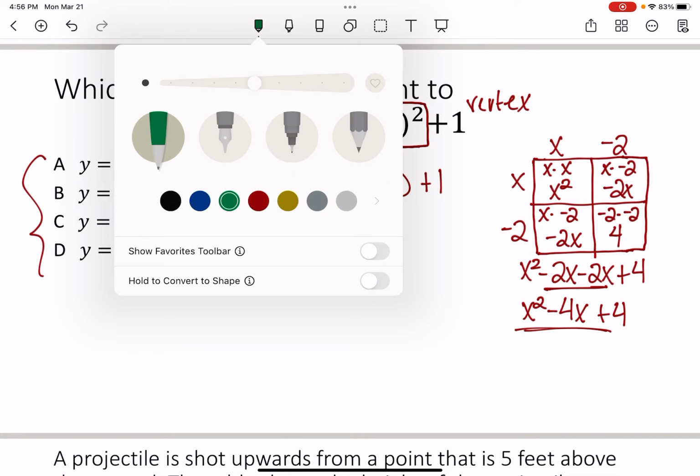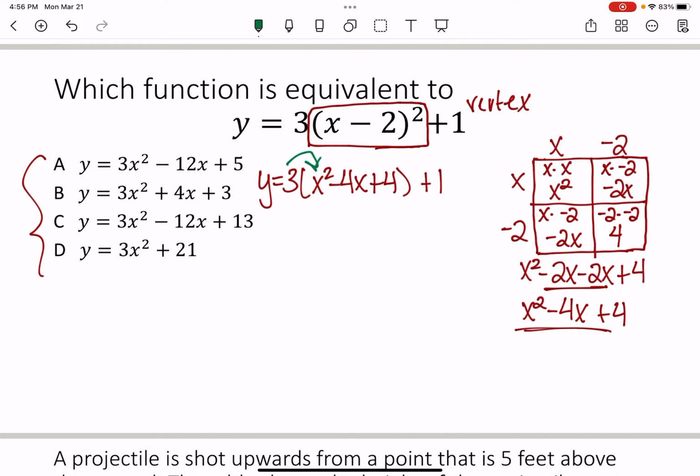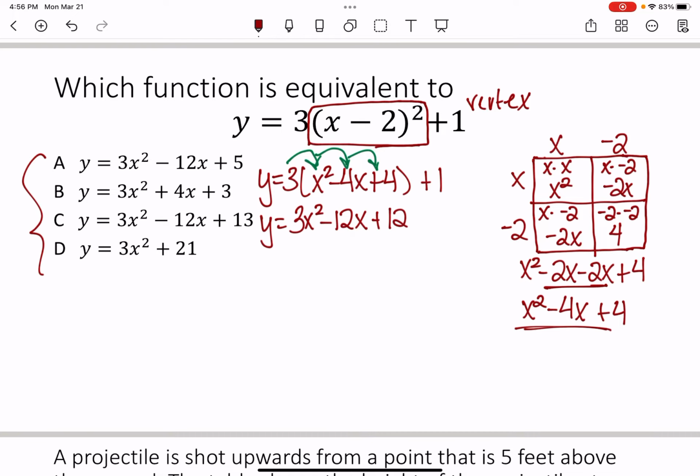Since I have that 3 in front, I'm going to distribute that 3 to everything inside the parentheses. So that gives me y equals 3x squared minus 12x plus 12, and I have the plus 1 at the end. Remember, anytime you see like terms, you're going to combine them. So I combine the 12 and the 1, which gives me y equals 3x squared minus 12x plus 13, which is answer choice C.